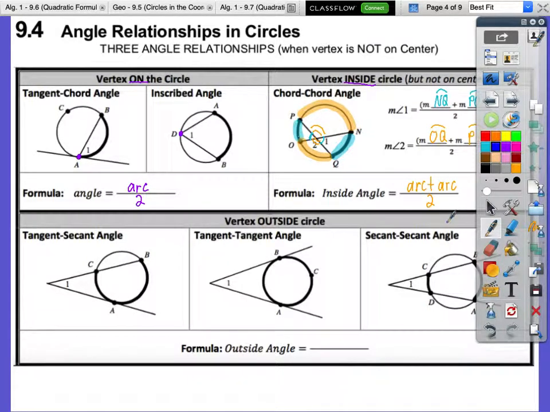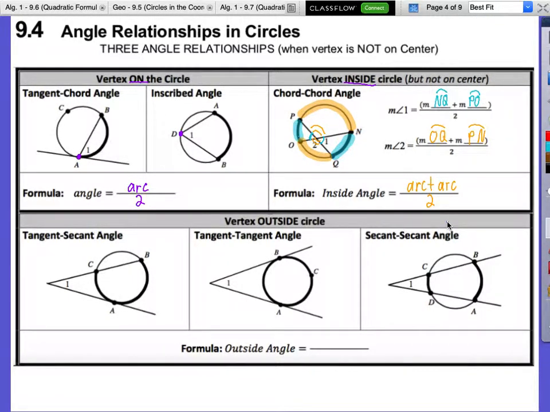And the last one we'll learn is when the vertex is outside the circle. So one of three scenarios: it's either on the circle, inside the circle, or outside. If it's outside the circle, then that'd be any of these three scenarios. So we have a tangent and a secant intersecting, and where's the vertex? It's not noted, but is it inside, outside, or on?